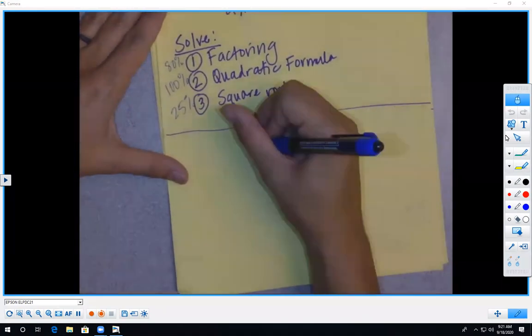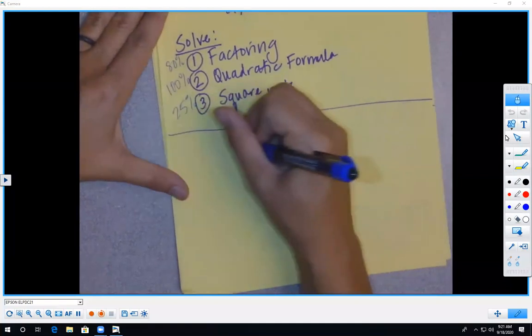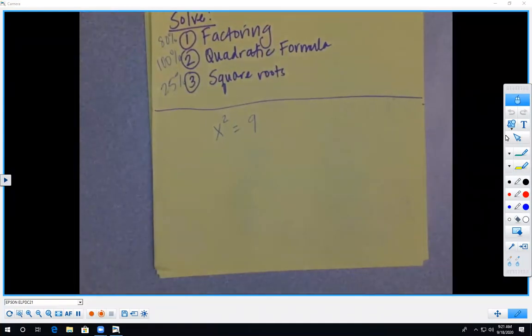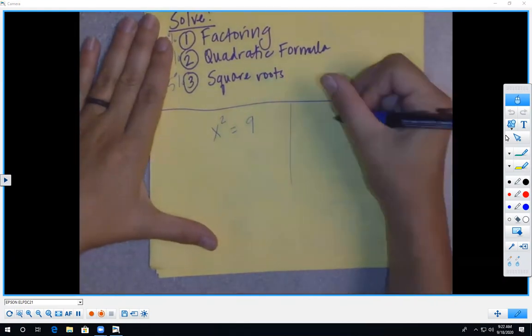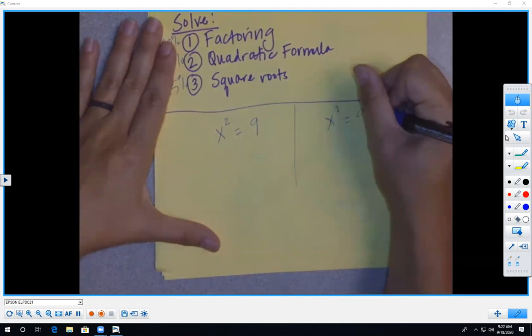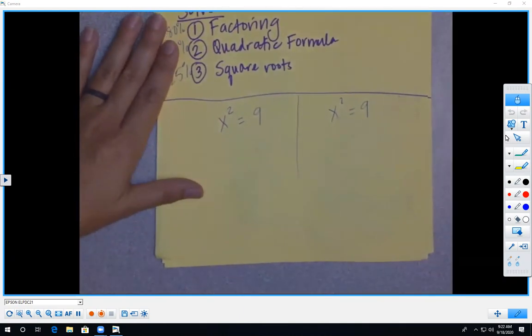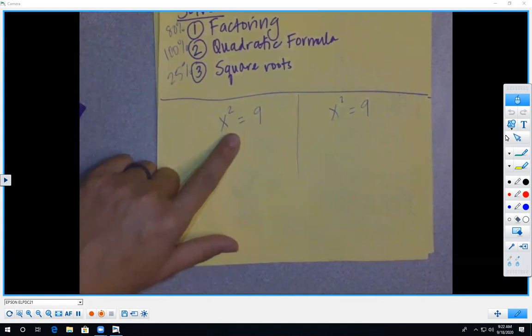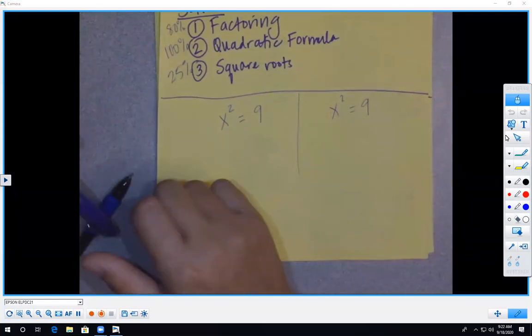So if I had the problem x squared equals 9, I'm actually going to solve that 2 different ways. So I'm going to write that problem twice because I'm going to do it 2 different times. So x squared equals 9. What's one way to solve that problem? Yeah, to undo the square. How do you undo the square?